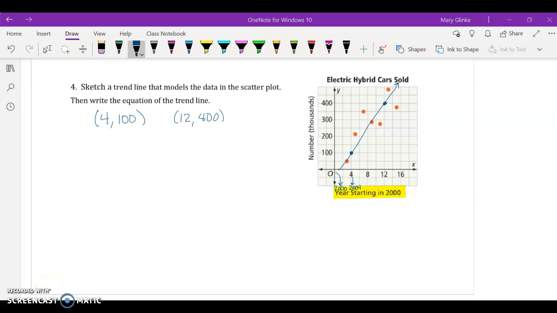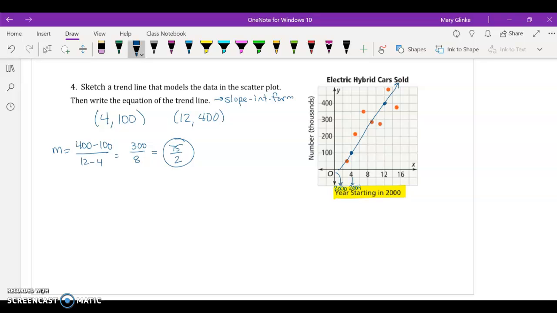Now we're going to take our points, whatever points you have, and write the equation of that trend line in slope-intercept form. So to write things in slope-intercept form, we're going to start off by finding our slope. So y2 minus y1 over x2 minus x1, we would get 300 over 8, which reduces by a factor of 4 to get 75 halves. That is my slope.